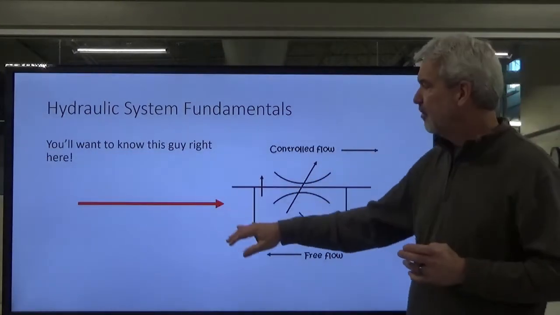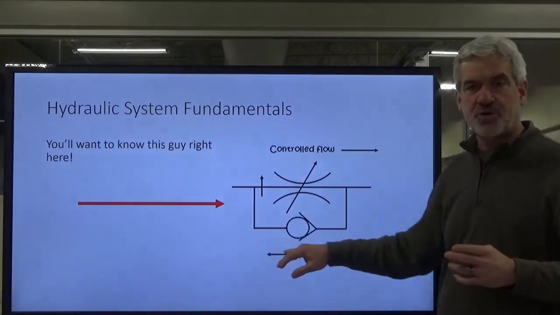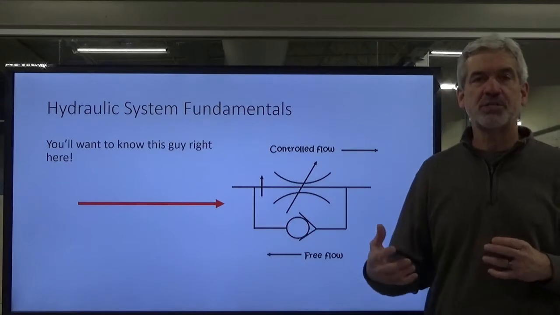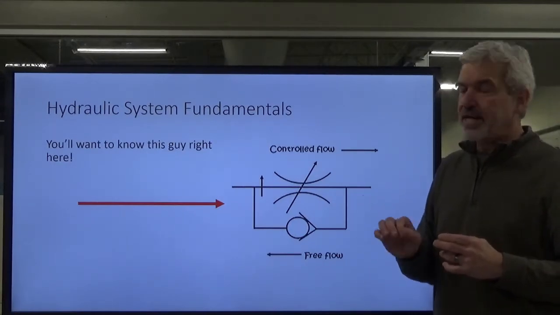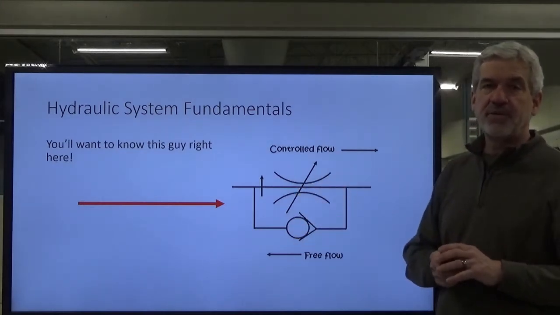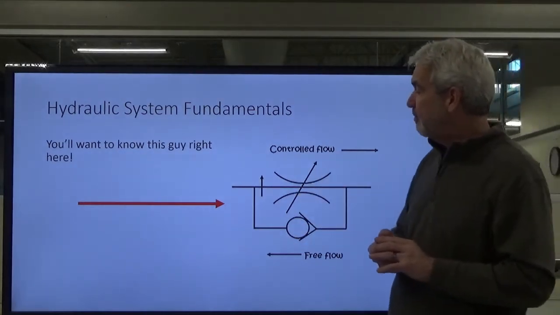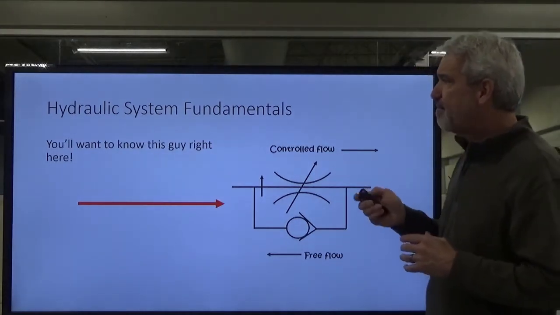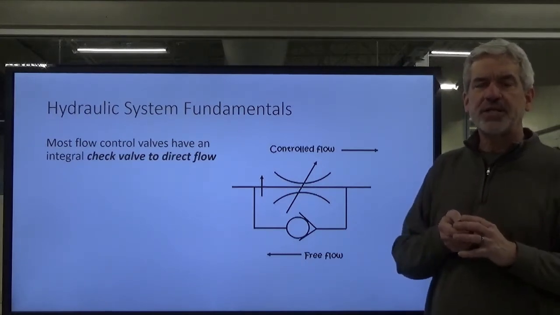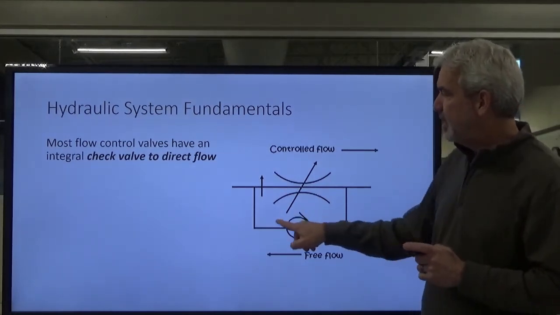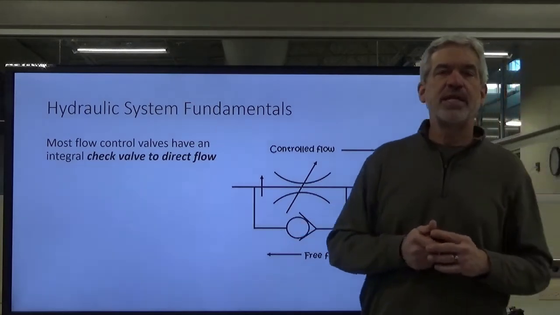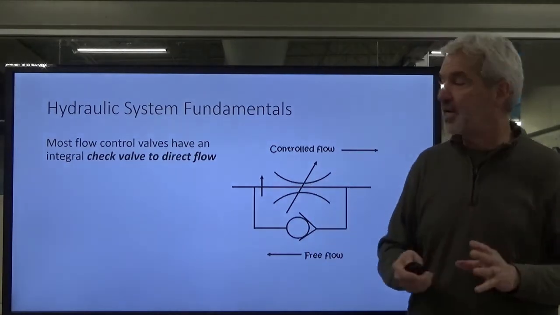This is the symbol for a flow control valve, and you're going to want to know it. This little arrow right here tells us that it is adjustable, that we can vary the flow. It's not a fixed amount of flow going through. We can vary the flow of the fluid going through the flow control valve. Now, the flow control valve usually has an integral check valve built into it, and this is the check valve right here. What it does is control the direction of the flow, not the rate, but the direction of the flow.